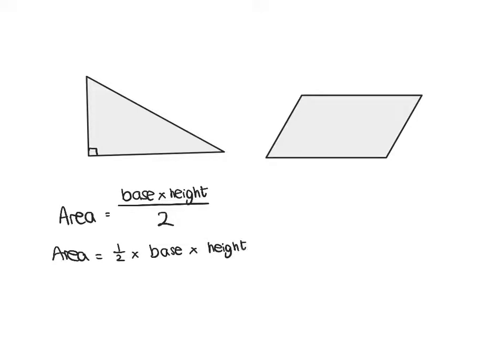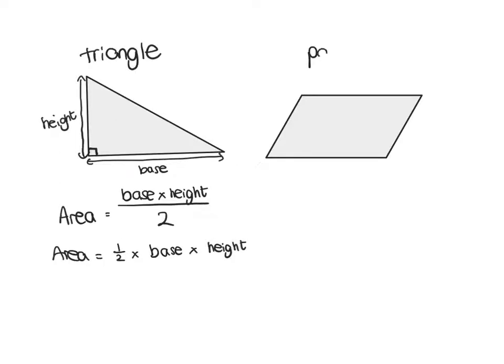The important thing about this is that the base, this length on the bottom, and the height, the distance straight up, are perpendicular, which means they're at right angles to each other. One's on the bottom, one's directly above. So that one was a triangle.